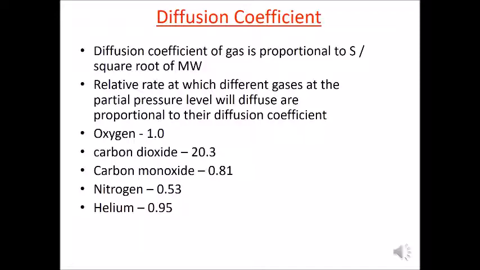Now there is a term diffusion coefficient, and diffusion coefficient of any gas is proportional to solubility divided by square root of molecular weight. It is the relative rate at which different gases at the partial pressure level will diffuse. Now you can see diffusion coefficient of the oxygen is taken as standard 1. Now carbon dioxide is 20 times more soluble, so obviously it will get more diffusion, about 20 times. So carbon dioxide's diffusion coefficient is 20.3. You can also see diffusion coefficient of various other gases.